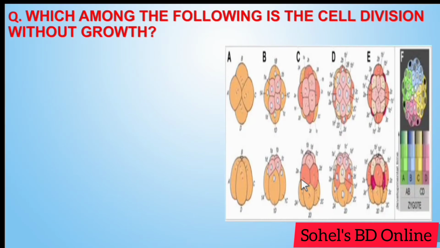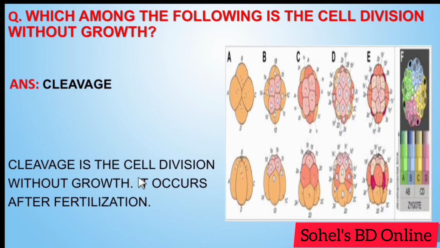Next, which among the following is the cell division without growth? Answer: cleavage. Cleavage is the cell division without growth. It occurs after fertilization.